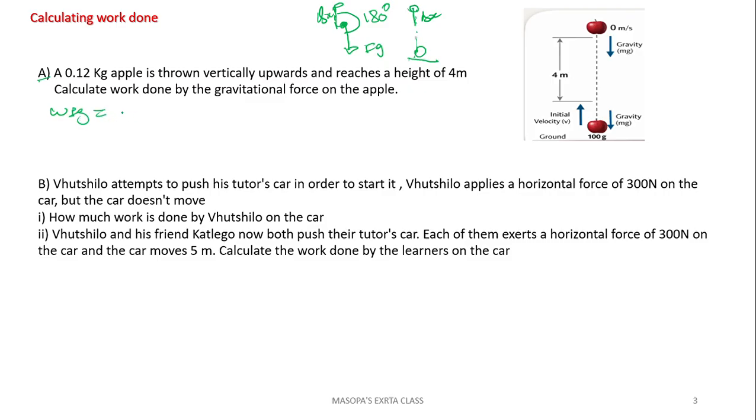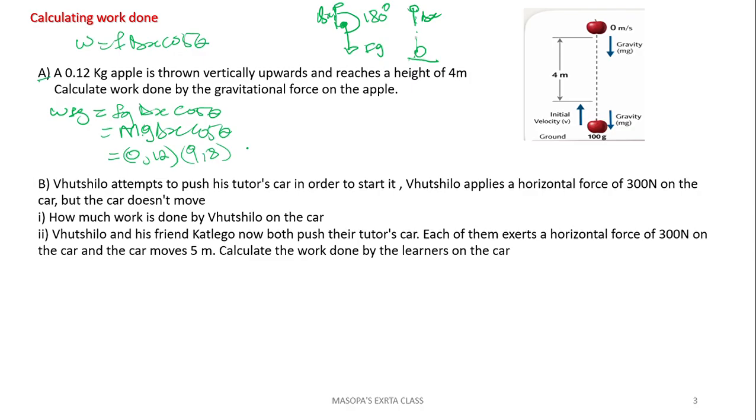Remember, work is equal to the force times delta x times cos of theta. Now here the force is Fg, times delta x, times cos of theta. Remember, our Fg is the mass times the acceleration due to gravity. Then our mass there is 0.12 multiplied by 9.8. Our delta x is 4 meters.